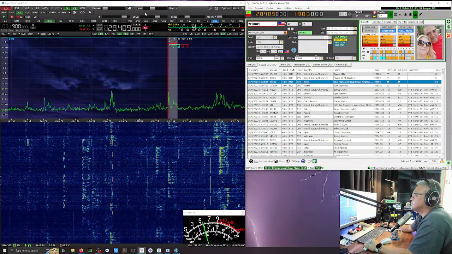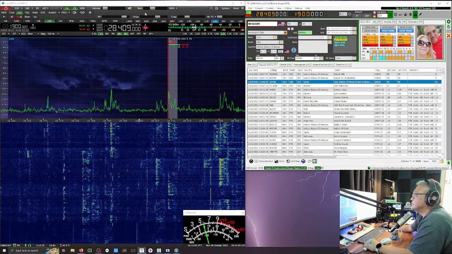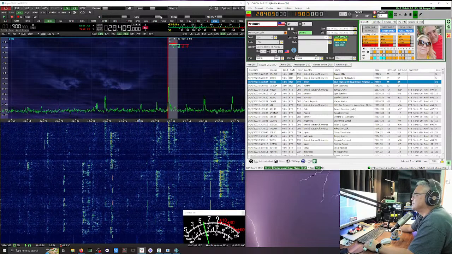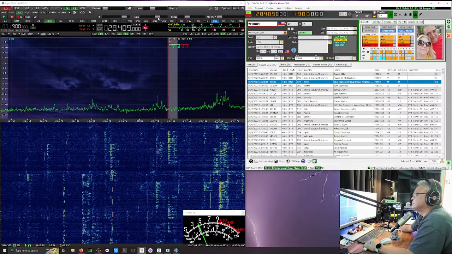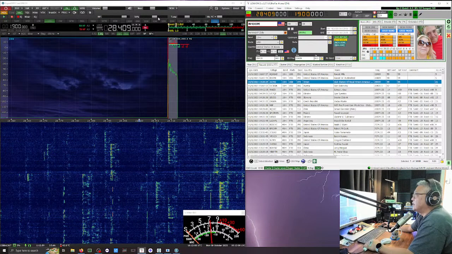Well, the band is dropping off. You actually went down, from an S5 down to an S3. I think we're losing the band. All right, I'll bring the power back down to 700 watts.